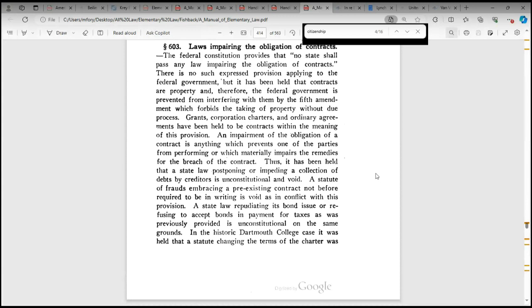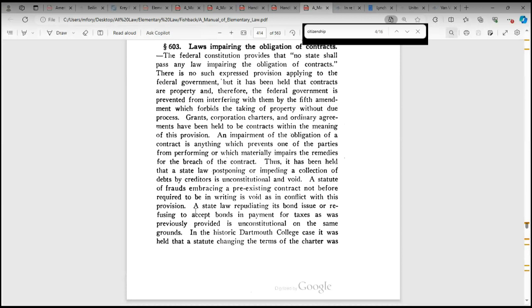Thus, it has been held that a state law postponing or impeding a collection of debts by creditors is unconstitutional and void. A statute of frauds embracing a pre-existing contract not before required to be in writing is void as in conflict with this provision. A state law repudiating its bond issue or refusing to accept bonds in payment for taxes as was previously provided is unconstitutional on the same grounds.